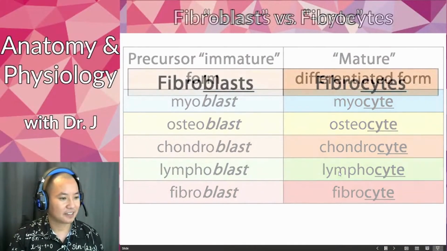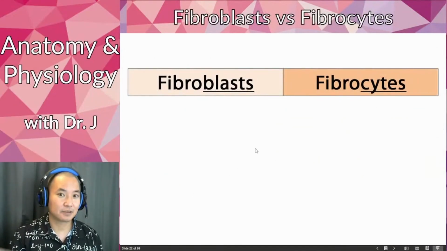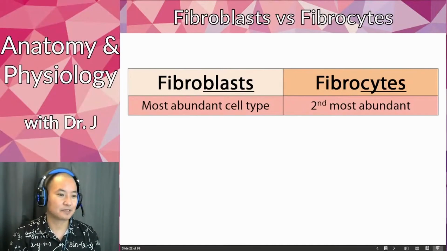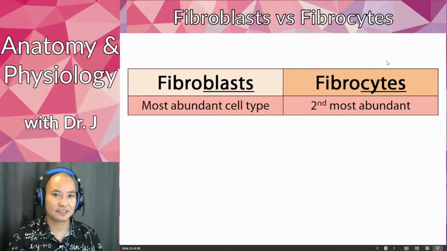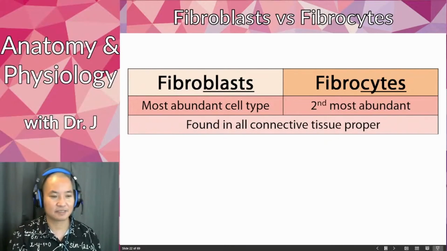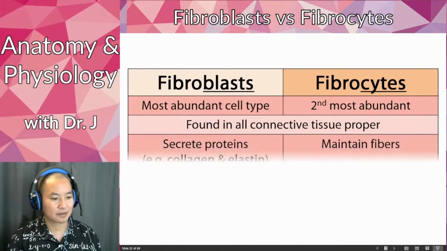So fibrocyte. And what are the differences? Well, they both make fibers, and fibroblasts and fibrocytes are both pretty darn common. Fibroblasts are the most abundant, and they're also rapidly dividing. Fibrocytes are number two, because you have a lot of fibroblasts, so when they mature, they're going to become a lot of fibrocytes as well. Now, you find these in all connective tissue proper. This is another reason why a tissue might be considered connective tissue proper. If it doesn't have fibroblasts and fibrocytes, it's not a connective tissue proper.